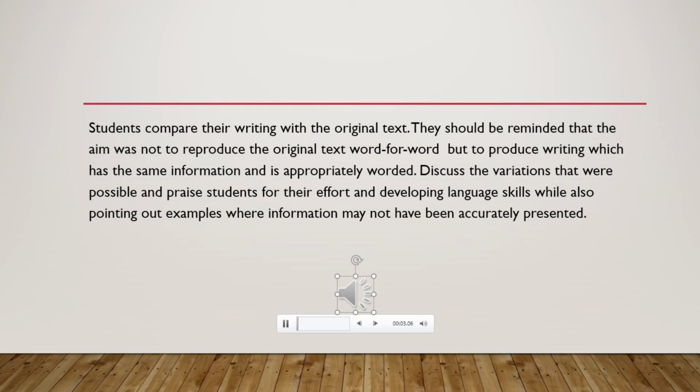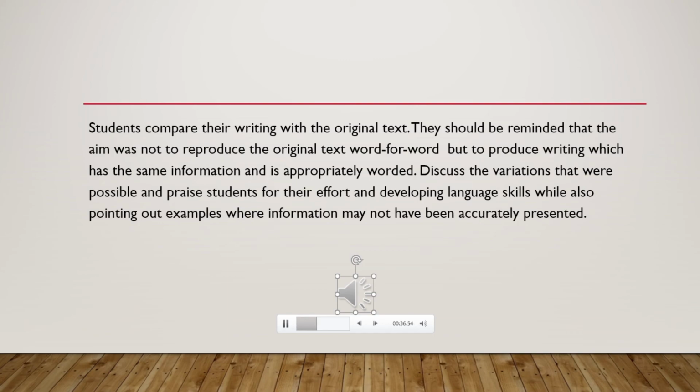And as students are comparing their work with the original passage, the teacher can remind them what the goal and the aim of this exercise was. It wasn't to reproduce the original text word for word, but the idea was to have that same information, as much of it as possible, and to practice wording it in an appropriate manner.